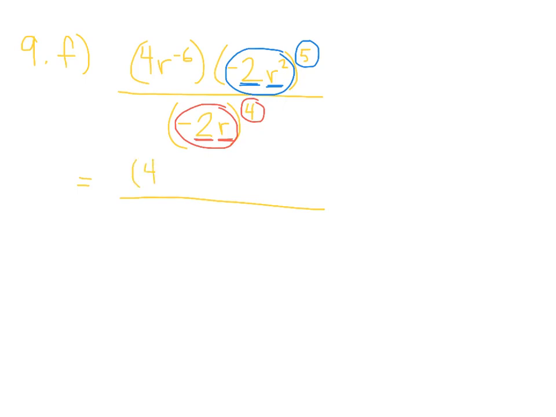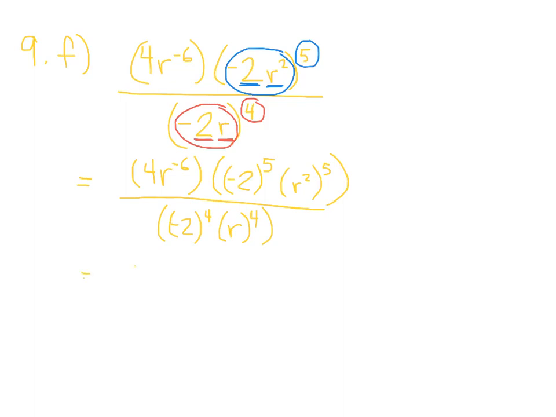So I'm going to leave this as 4r to the power of negative 6. And remember that power of negative 6 only applies to the r. It doesn't apply to the 4. It's not attached to the 4. And over here, that 5 applies to both of these things. So this is negative 2 to the power of 5, and it's also r squared to the power of 5. And then on the bottom, that 4 applies to the negative 2, so that's negative 2 all to the power of 4, and that's also r to the power of 4, because that r doesn't have any other number attached to it.